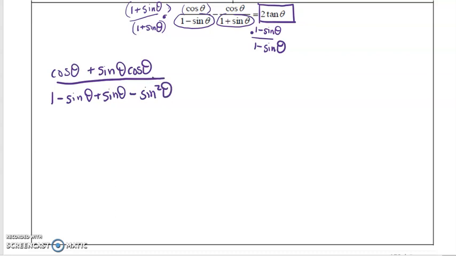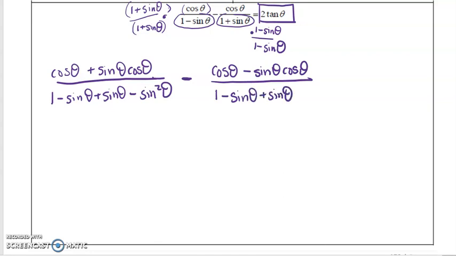We're going to do the same thing for this other fraction. So I'm subtracting. Let's make sure that we don't forget that. I'm going to go ahead and distribute in the cosine. So cosine minus sine cosine. And again, go through some distribution or FOIL for the denominators. 1 minus sine plus sine minus sine squared.